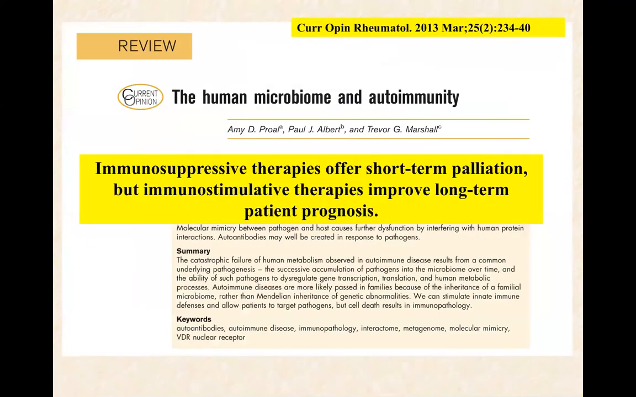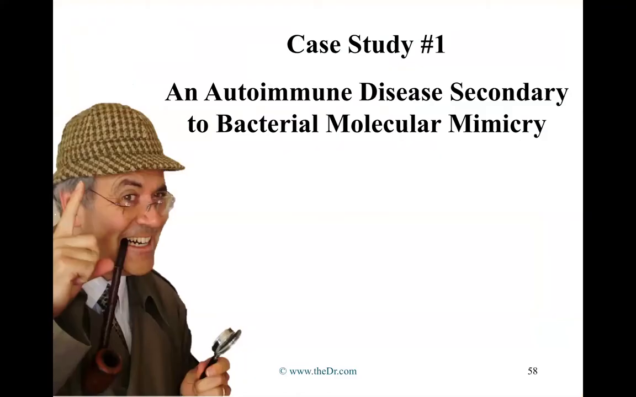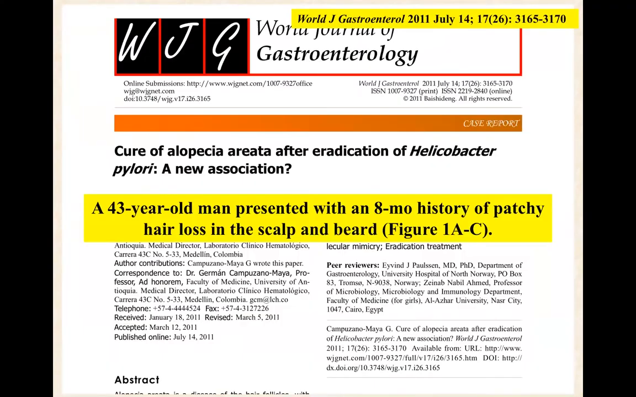Immunosuppressive therapies offer short-term palliation, but immunostimulative therapies improve long-term patient prognosis. Could they say it any clearer for us? So here's a case study that I've shown before in some talks, and you may have seen this. This is a 43-year-old guy with an 8-month history of patchy hair loss. Look at the title, Cure of Alopecia areata. That's an autoimmune disease. Cure after eradication of Helicobacter.